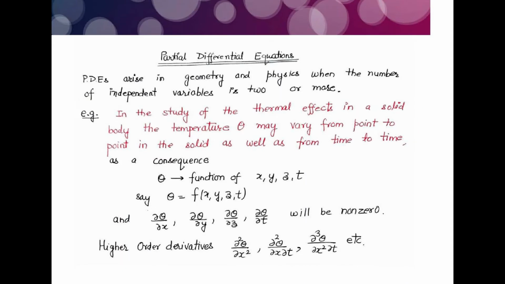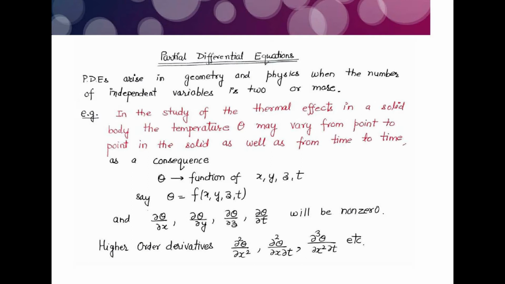We already know about differential equations. An equation containing differentials or derivatives is called a differential equation. This is a partial differential equation. A partial differential equation is a differential equation which contains partial derivatives. These equations arise in geometry and physics when the number of independent variables is 2 or more.